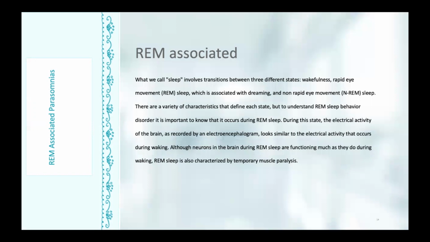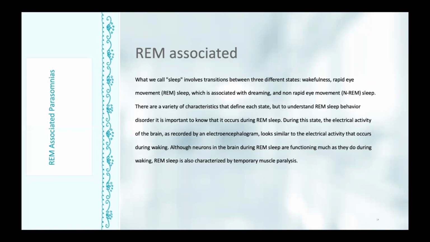What we call sleep involves transitions between 3 different states: wakefulness, rapid eye movement, or REM sleep, which is associated with dreaming, and non-rapid eye movement, NREM sleep. There are a variety of characteristics that define each state, but to understand REM sleep behavior disorder, it is important to know that it occurs during REM sleep.